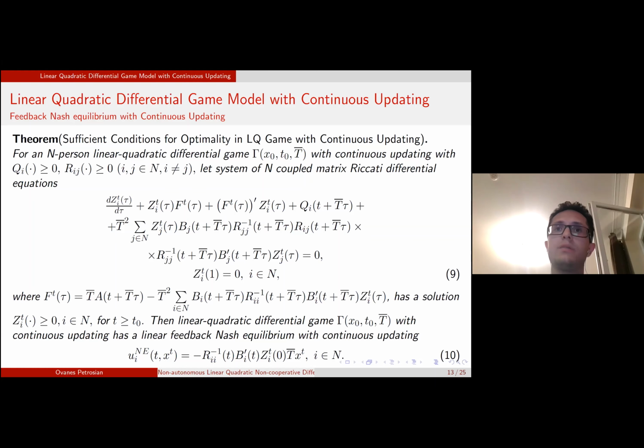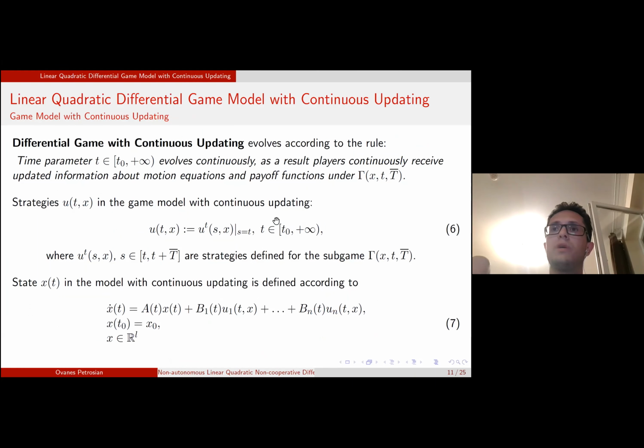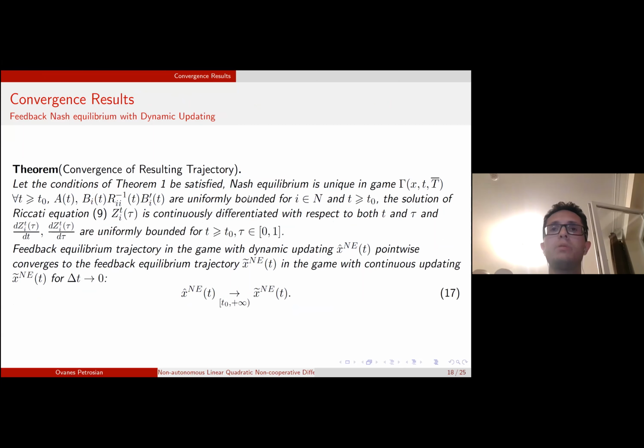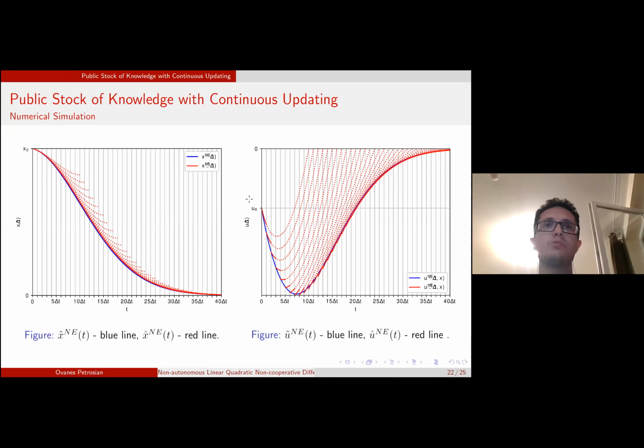So still there is an open question of what are the properties of the strategy profile u^T(x), when it exists, when it is unique, and so on. Okay, so thank you very much for your questions. If you have any more questions, I would be very happy to answer, and if you have any suggestions as well, I would be very happy to communicate on that.